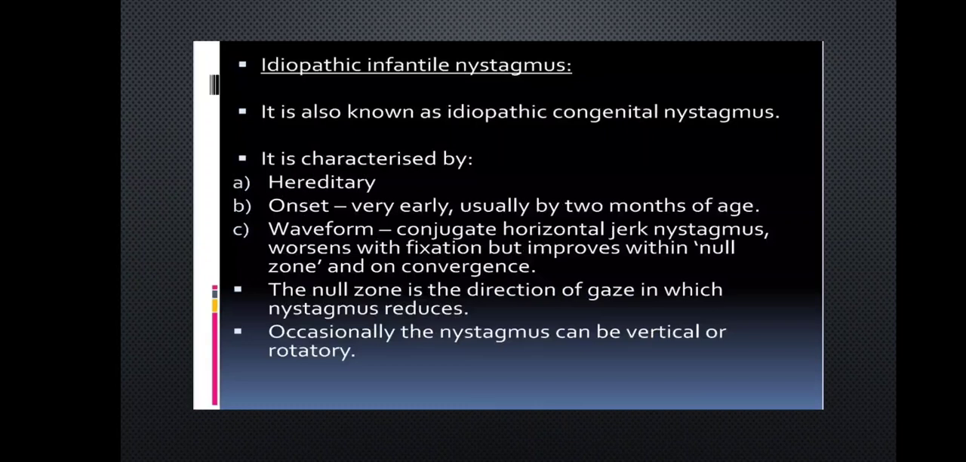Idiopathic infantile nystagmus is also known as idiopathic congenital nystagmus. It is a hereditary condition. The onset is very early, usually by 2 months of age, with conjugate horizontal nystagmus. It worsens with fixation but improves within the null zone and on convergence. The null zone is the direction of gaze in which nystagmus reduces. Occasionally, the nystagmus can be vertical or rotatory.